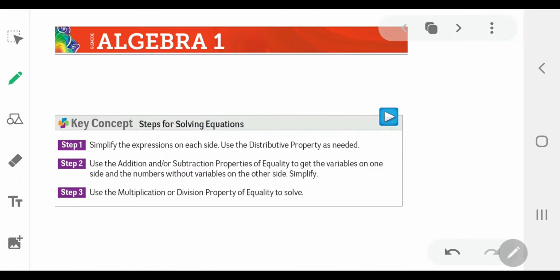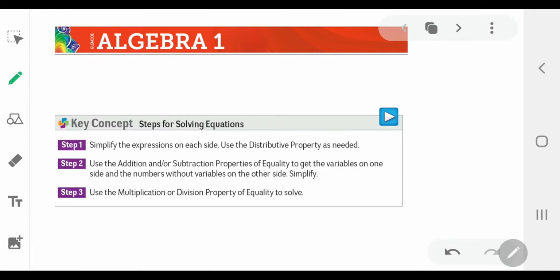Hello again, dear students. We are still reviewing the different forms of equations and how to solve equations in different cases. And this is actually the third and the last one in this topic.